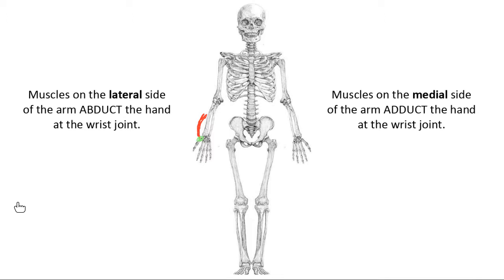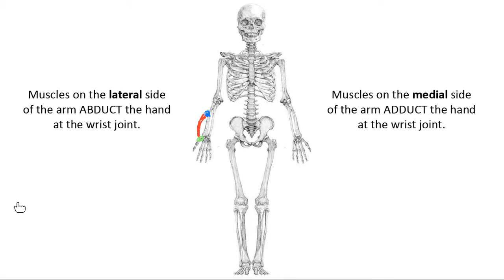My insertion is going to move toward my origin. When I do this movement, the entire hand gets pulled toward the outside. It gets pulled away from the middle of the body. That's abduction, pulling it away from the middle of the body.